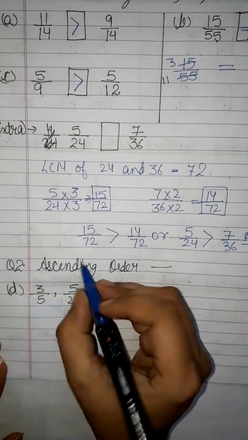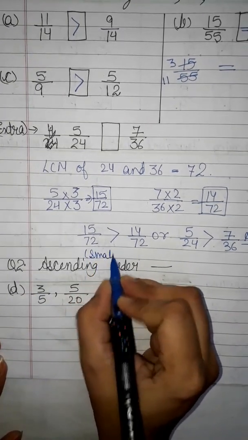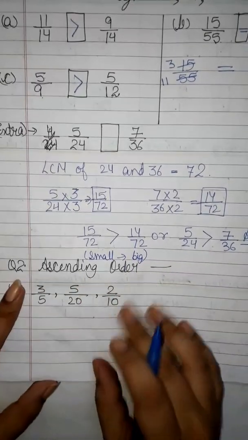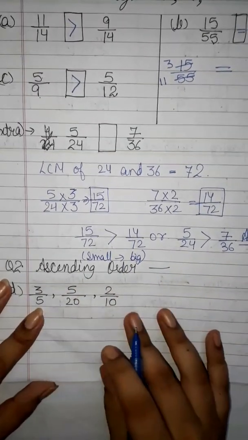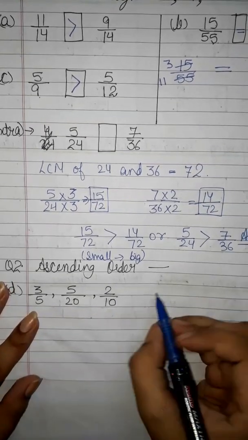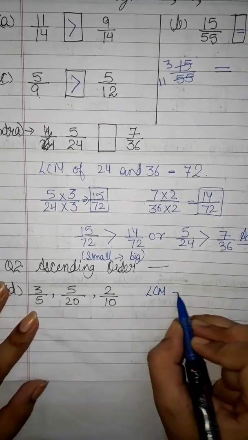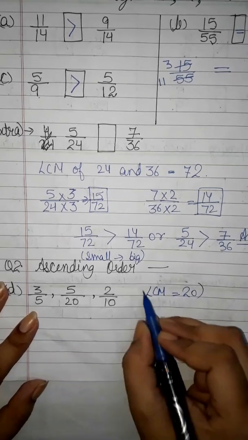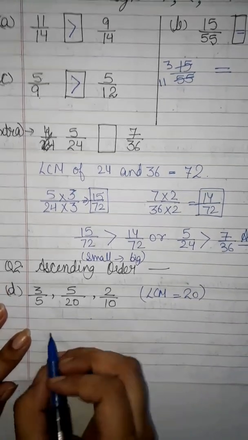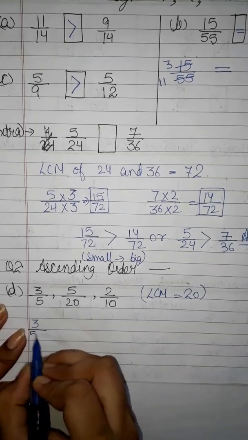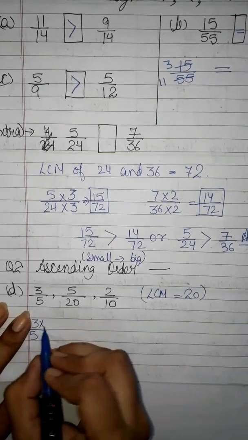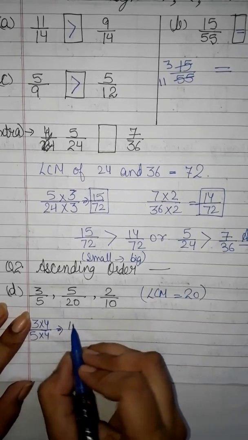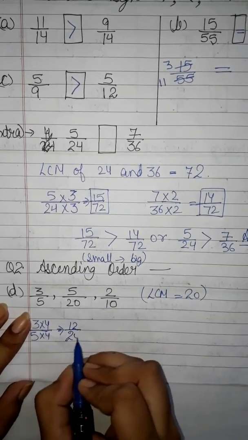Ascending order is small to big, smaller to bigger. So children, first find out, we have seen the denominators are not same. Find the LCM. LCM of 5, 10 and 20. So you will get 20. Now make this 20. So what we can do? 3 by 5. We can multiply it by 4. What we get? 3 4s are 12 and 20.